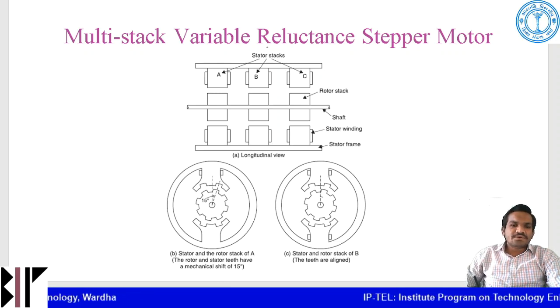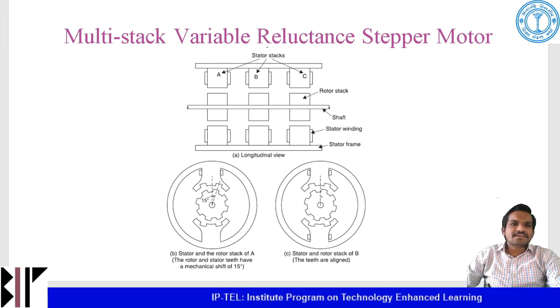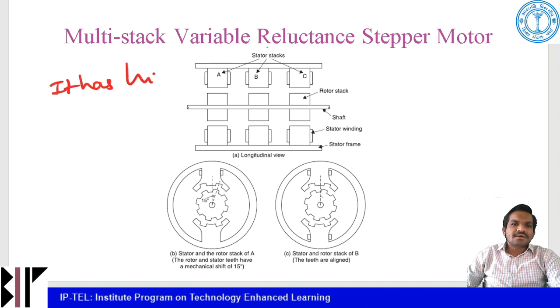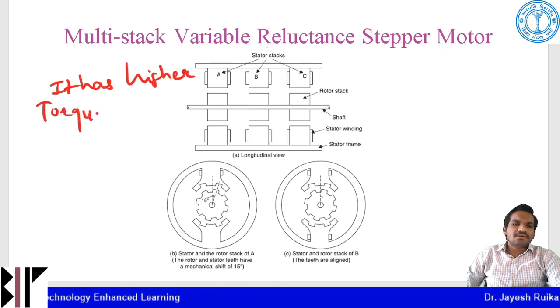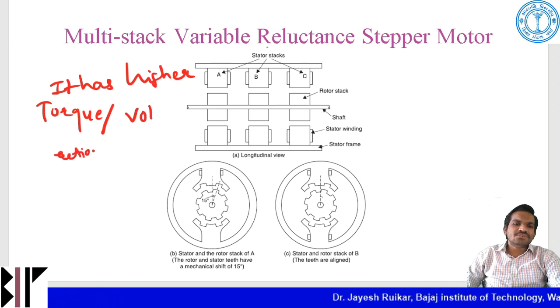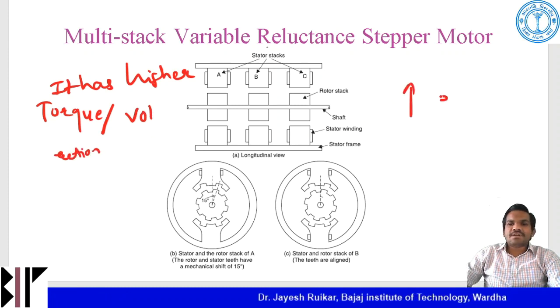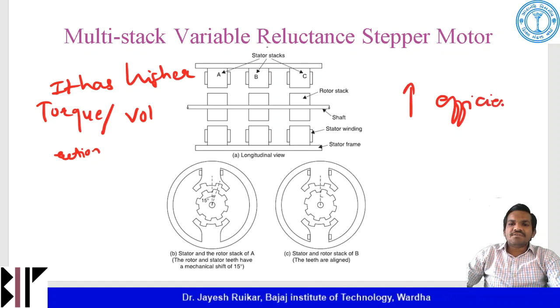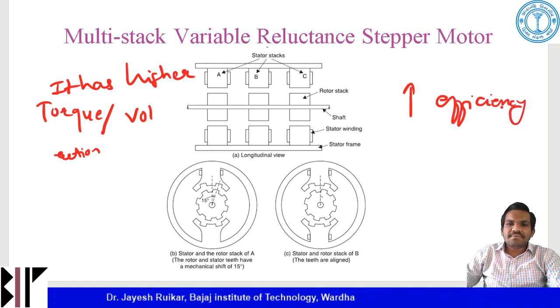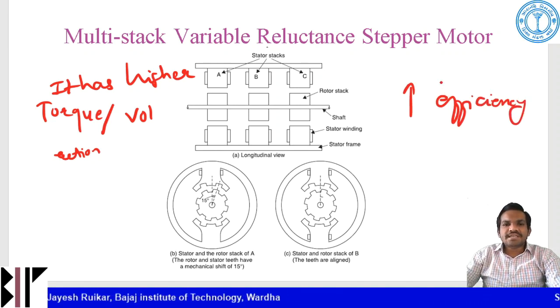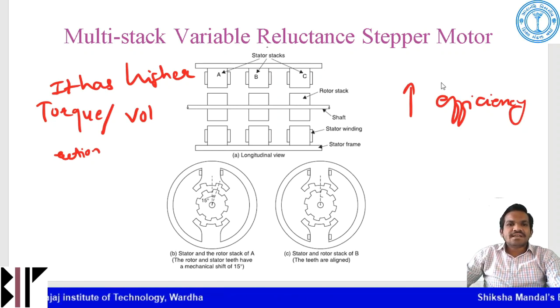I will write it here. It has a higher torque to volume ratio, so this ratio is higher. Also, when we talk about the efficiency of this multi-stack variable reluctance stepper motor, it has higher efficiency than a single stack stepper motor.